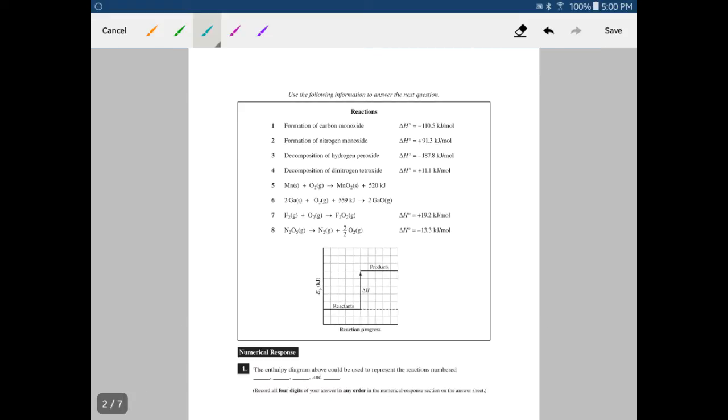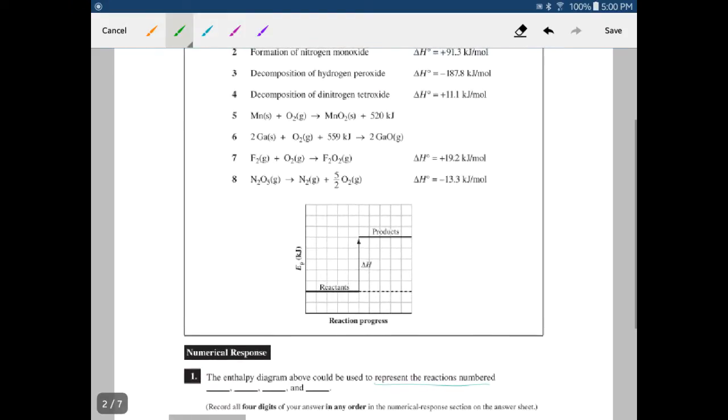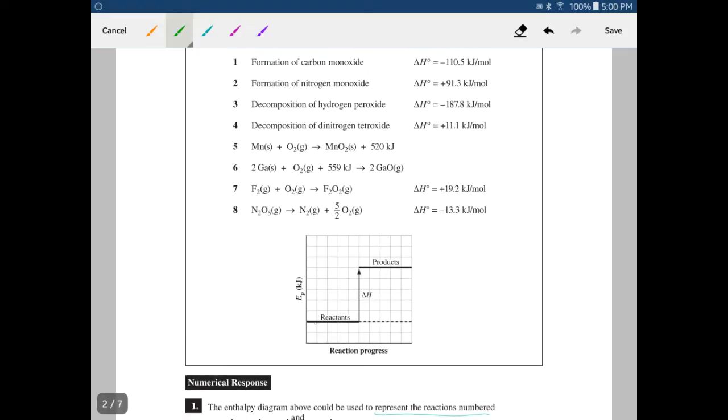So this is numerical response number 1. It says, use the following information to answer the next question. The enthalpy diagram above can be used to represent the reactions numbered blank. So let's take a look. What I see with this reaction is that my reactants are down here, my products up here, and I have my potential energy diagram. What I notice is that this is going to be listed as an endothermic reaction, which means that my change in enthalpy is going to equal a positive value.